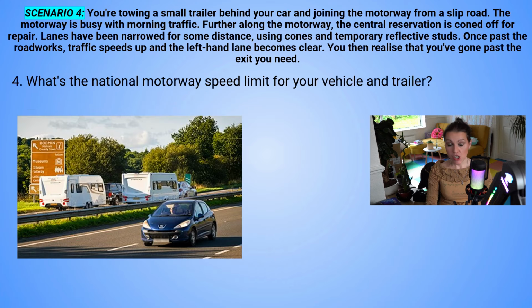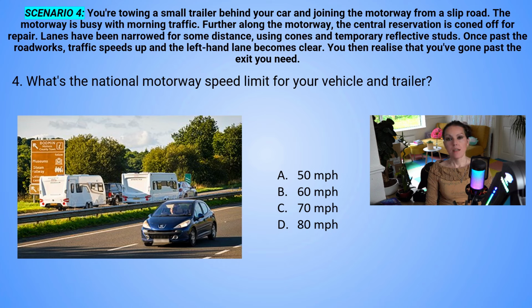Question number 4. What is the national motorway speed limit for your vehicle and trailer? A. 50 miles per hour. B. 60 miles per hour. C. 70 miles per hour. Or D. 80 miles per hour. And the correct answer is B. 60 miles per hour.